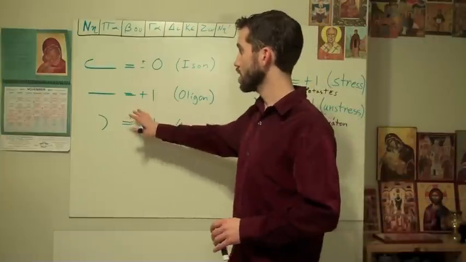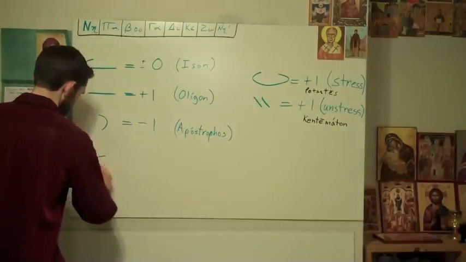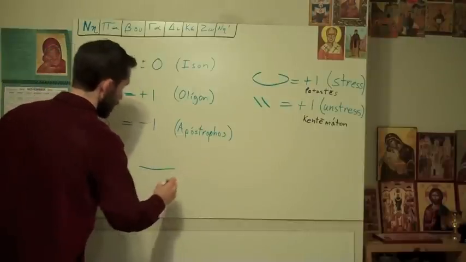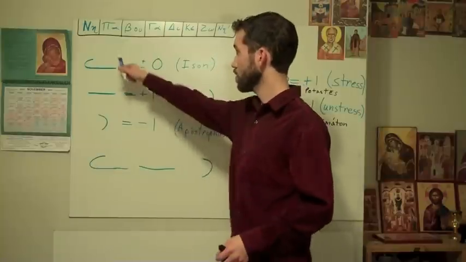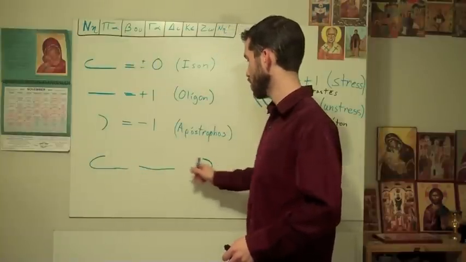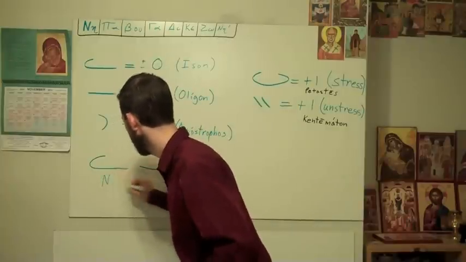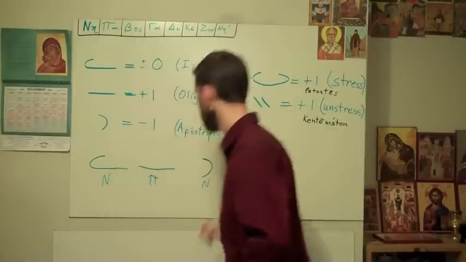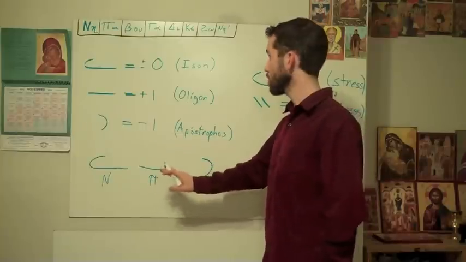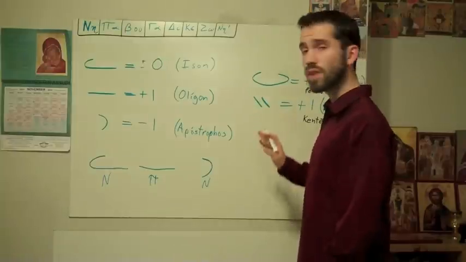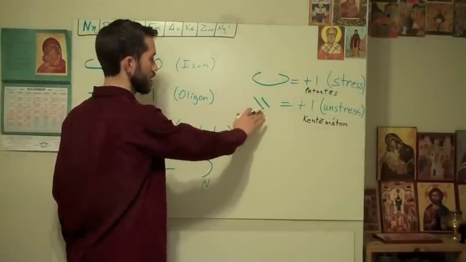Now, these symbols, when combined together, can form a very simple melody, such that if I were to write an ison, followed by an oligon, and an apostrophos, then we have, if we start on ni, ni, pa, ni, and so we go from left to right, and we would have ni, pa, ni. Now, to make the melody a little more complicated, there are a few other symbols that are used for vertical motion, specifically just for up 1. Now, these symbols are the petastis and the kentimaton.